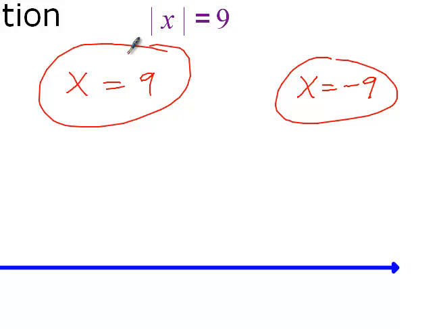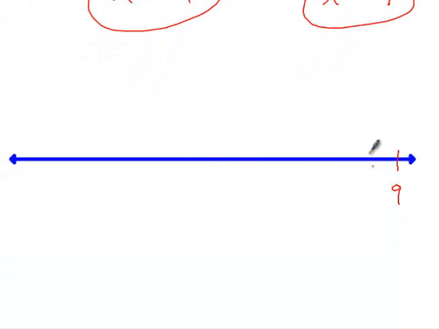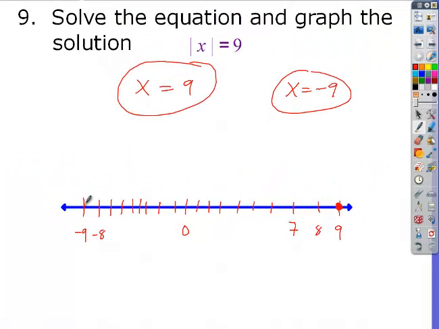Now what they want you to do is to graph it. So we need to go out to negative 9 on the left and positive 9 on the right in order to graph this. Alright, so at x equals 9, what does equal look like on a number line? It is simply a filled in circle. So there is x equals 9. So we do the same thing at negative 9 and we're done. So we have solved the equation and we have graphed it. So we're done with problem number 9.